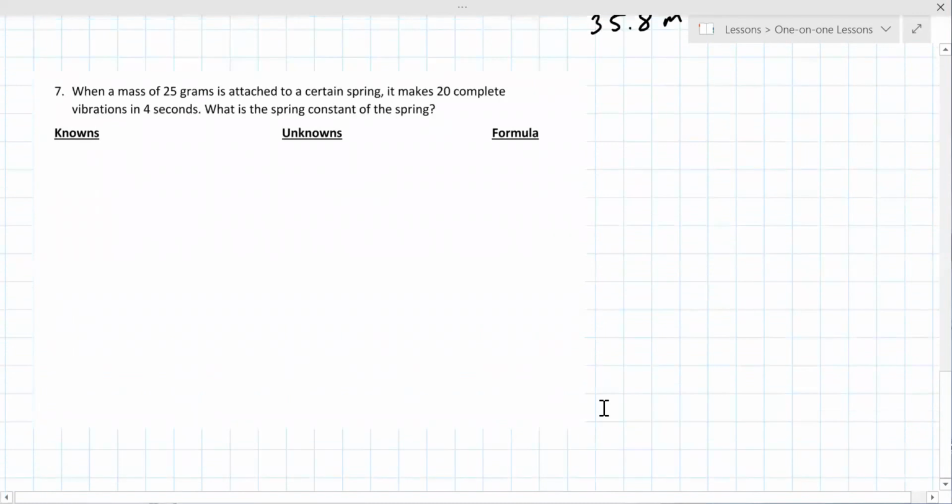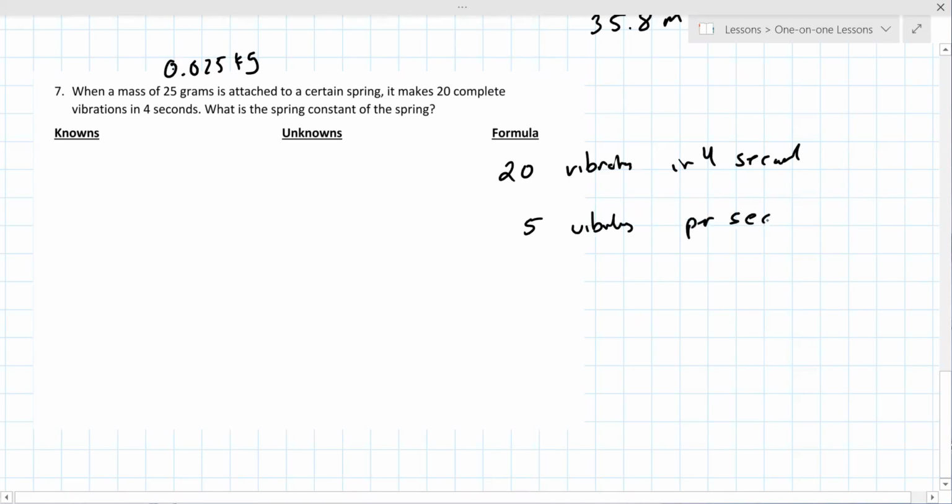All right, a mass of 25 grams, that's already in the wrong units. It should be 0.025 kilograms, divided by 1,000. It's attached to a certain spring. It makes 20 complete vibrations in 4 seconds. So 20 vibrations in 4 seconds. If you divide by 4, it makes 5 vibrations per second. Whenever it's 1 over s, this is frequency. So you flip this, so it becomes 1 over 5 seconds. That's 0.2 as the period.